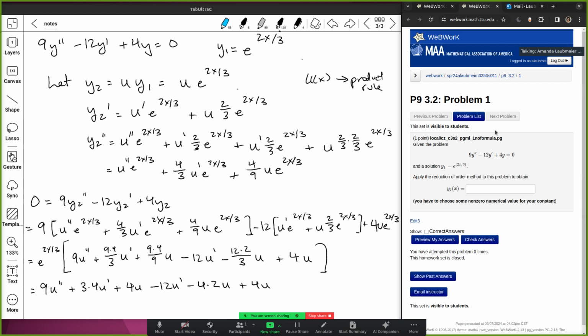If you don't get u going away after this step, it usually means something went wrong in your product rules or just the algebraic simplification here. And you can roll back and make sure it happens. So let's see if it worked out for us here.